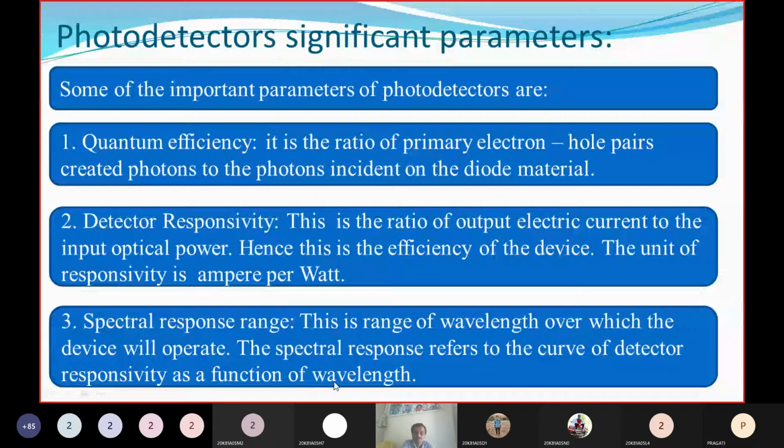Okay, so in which wavelength region will it respond? If the wavelength is less, what is the output value? If the wavelength is high, what is the output value? If you draw the spectral response versus the wavelength of the incident radiation, we can get the spectral response range.